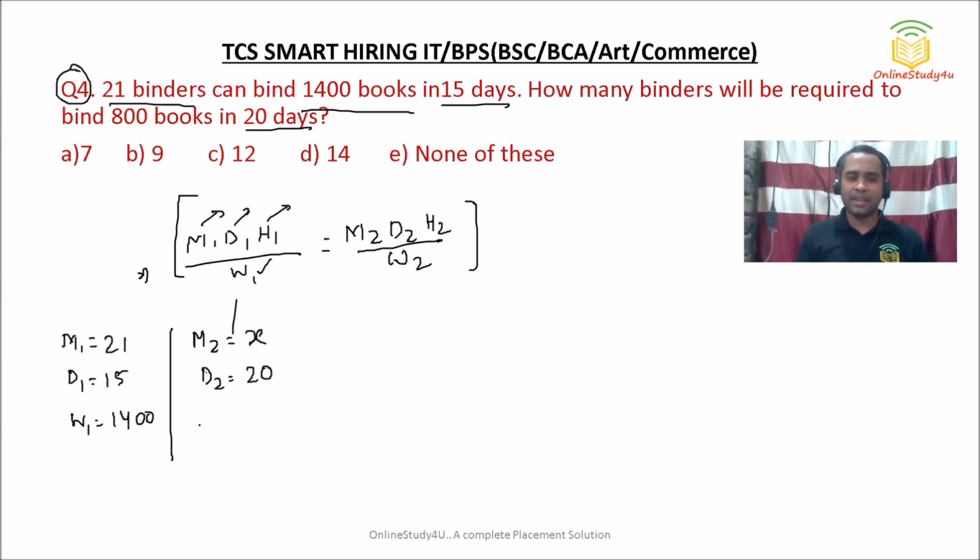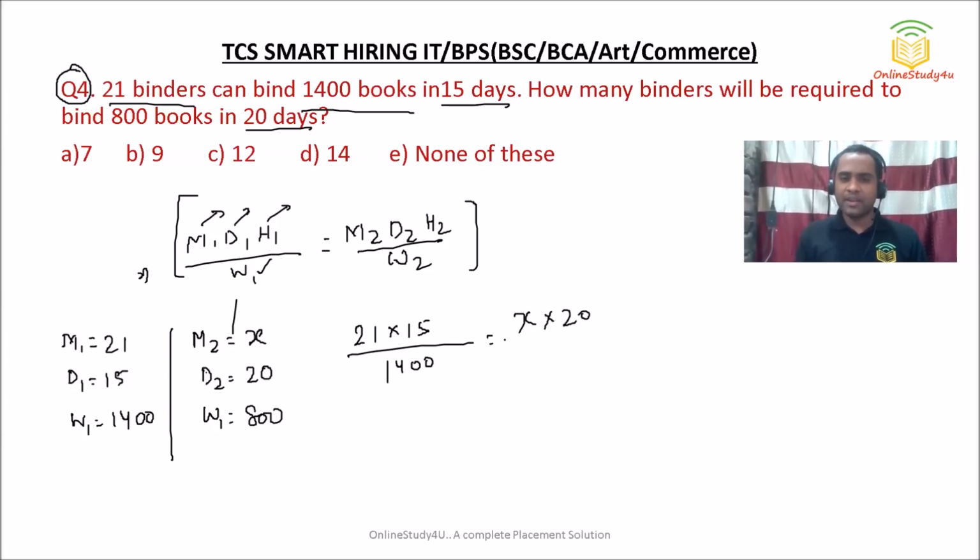Days will be 20, and if we talk about work, then work will be 800. So M1 is 21, D1 is 15, and H1 is not given, so we will not consider that, and W1 will be 1400. Then M2 is X, D2 is 20, and work will be nothing but 800. So this 20 and 20 will get cancelled.